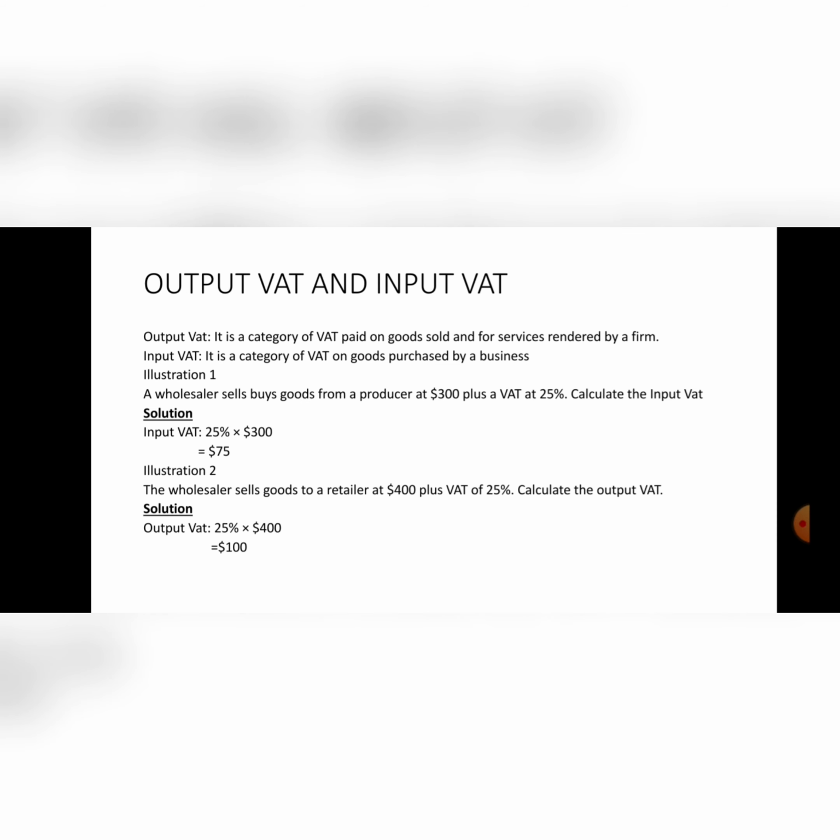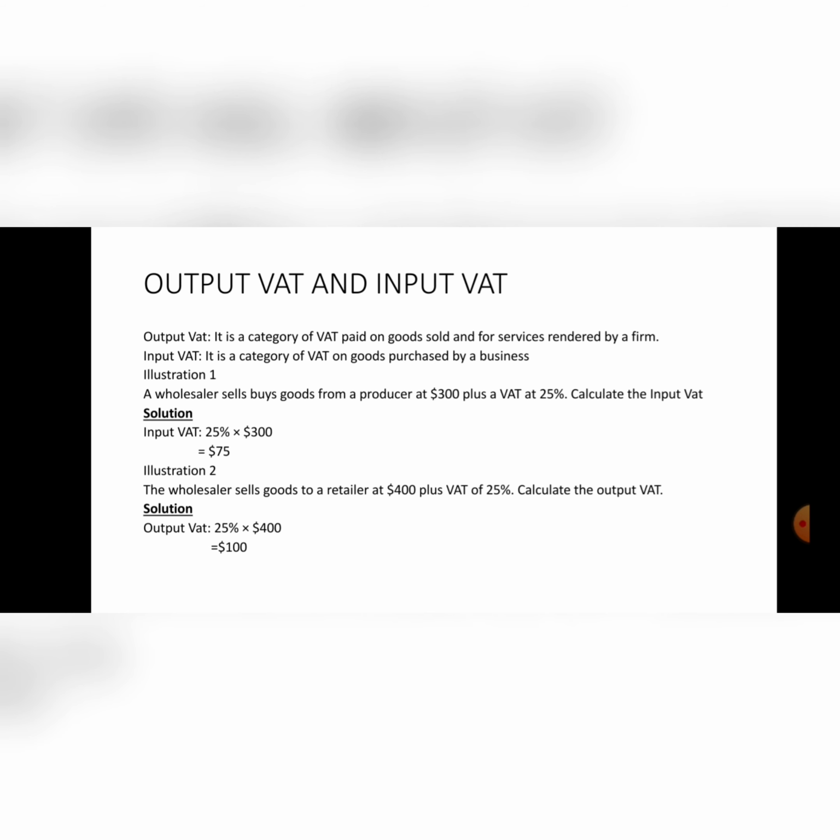Output VAT versus input VAT. Output VAT is a category of VAT paid on goods sold and for services rendered by a firm, whilst input VAT is a category of VAT on goods purchased by a business.